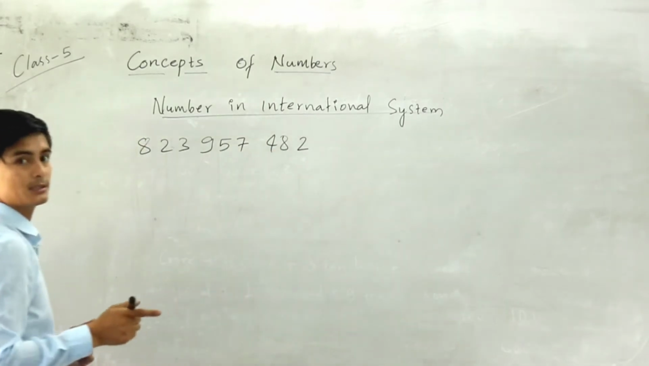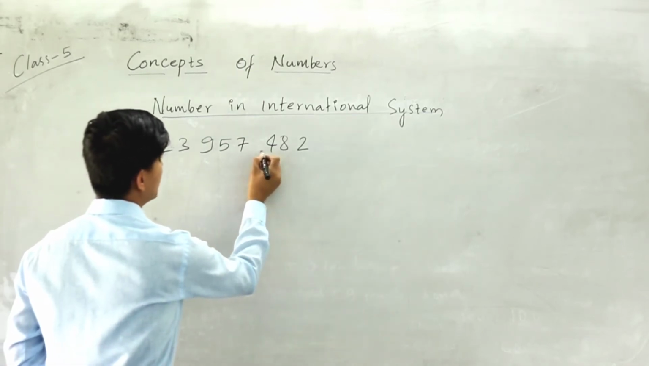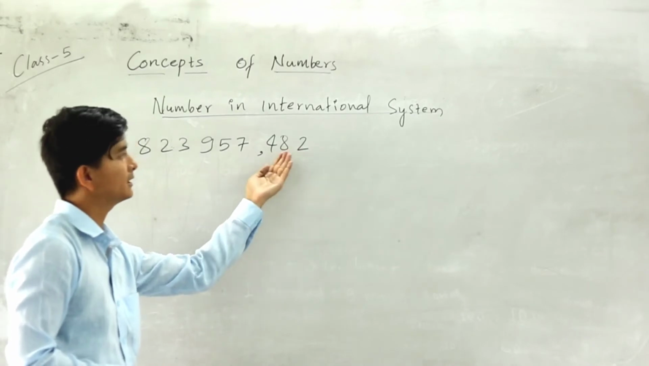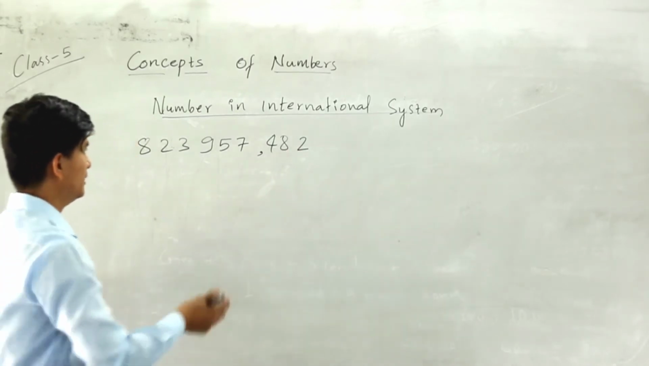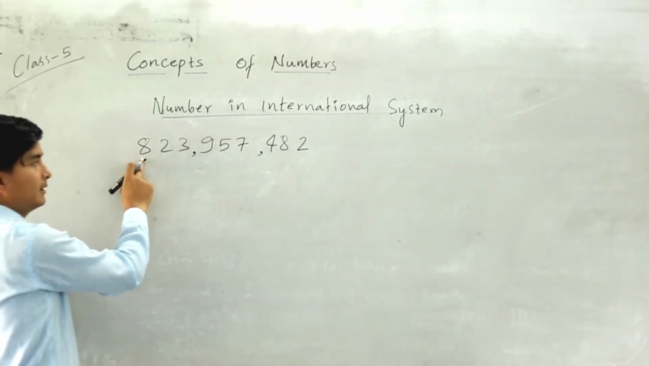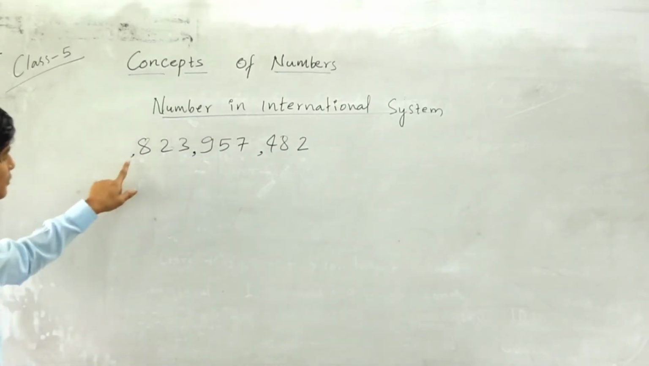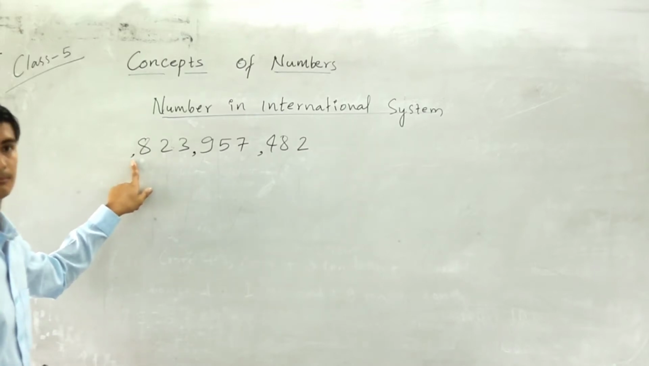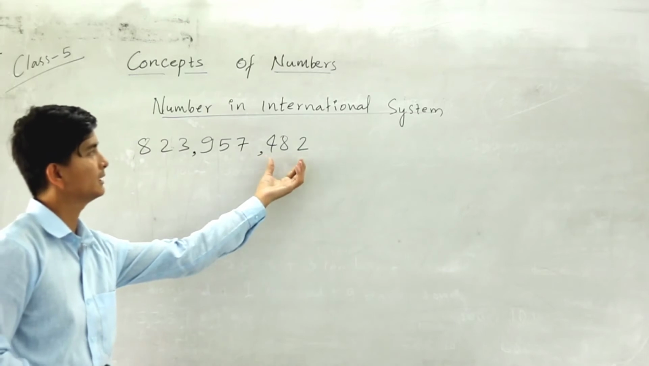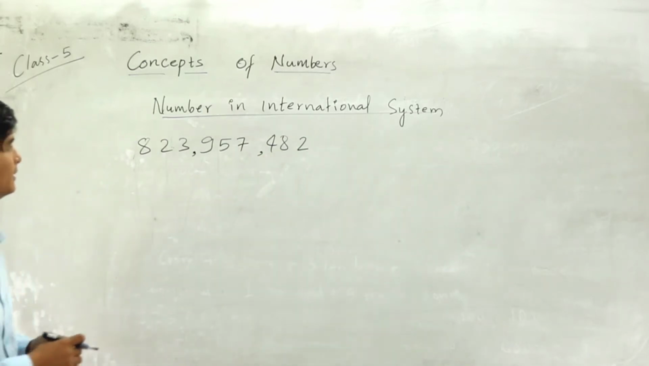In international system, what we have to do is put commas in every three numbers. We have a 3 digit group, then a comma, after that 3 digit, then a comma. Here also 3 digits are there, right? So we never put a comma over here at the front, it is useless. So stop here. International system is very easy.